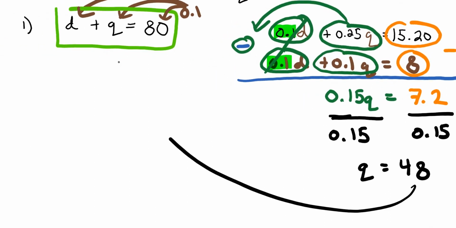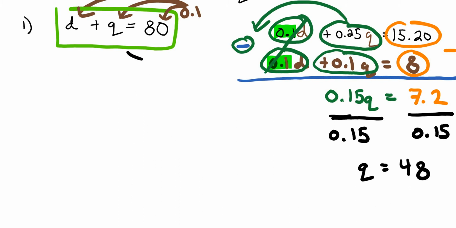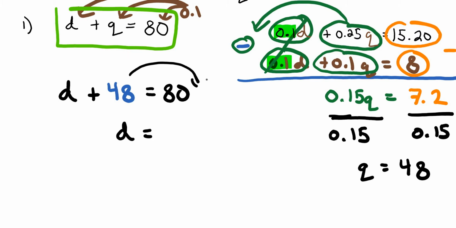Well, going back to my first equation, dimes plus quarters equals 80. So I have my dimes plus my quarters. Now my quarters is going to be 48, and that's going to equal 80. And what we need to do now is solve for dimes here by taking the 48 and moving it to the other side. So the number of dimes is going to be 80 minus 48, and that's going to be 32. So I have 32 dimes and 48 quarters for that problem.